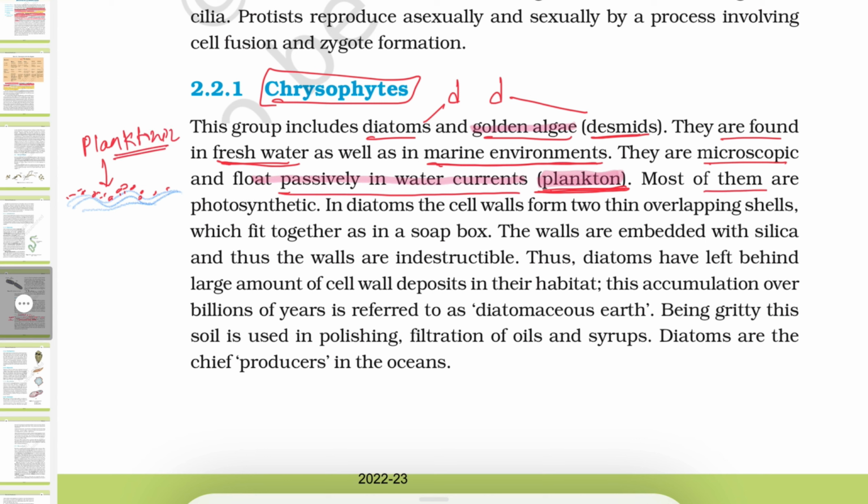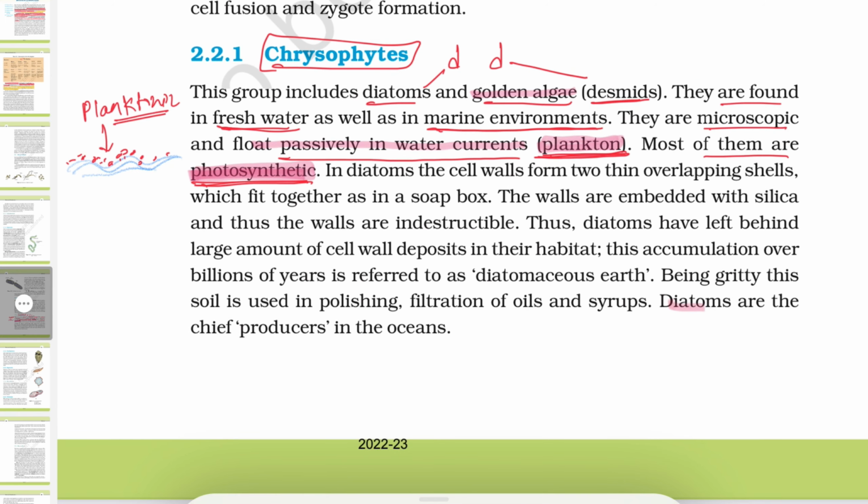Most of them are photosynthetic. Now, since they are photosynthetic, they can prepare their own food. The diatoms are the chief producers in the oceans. Producers means the organisms that produce their own food. Consumer means the organisms who depend on the producers for their food. So since they are photosynthetic, they are the primary producers in oceans. This is an important line. Diatoms are the primary chief producers in the oceans.